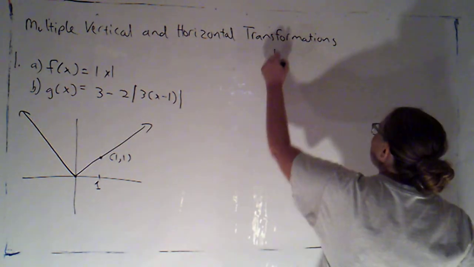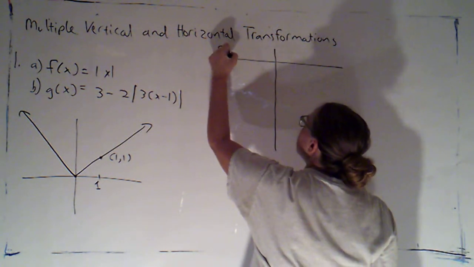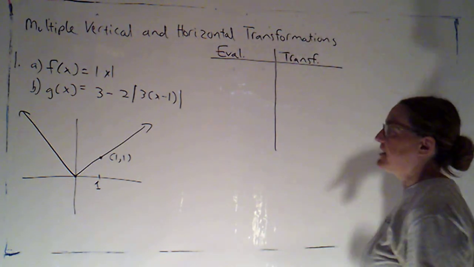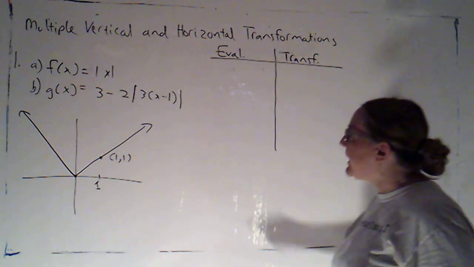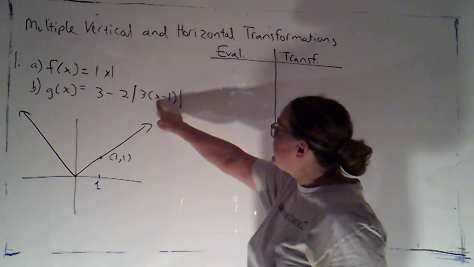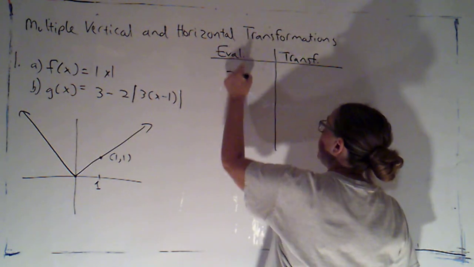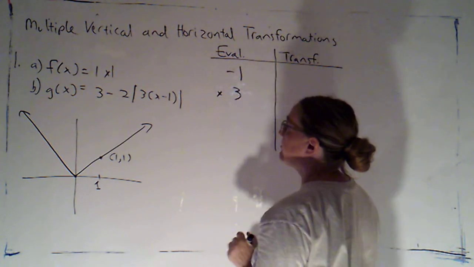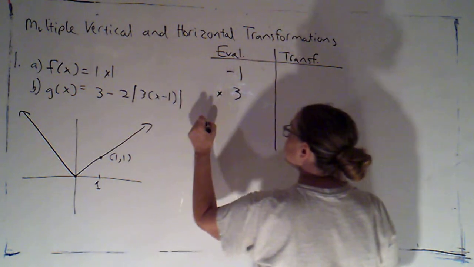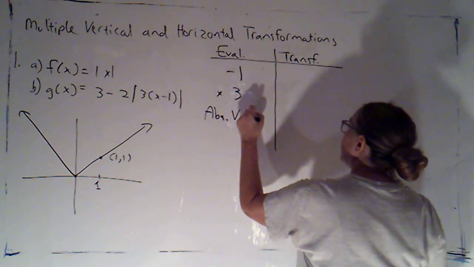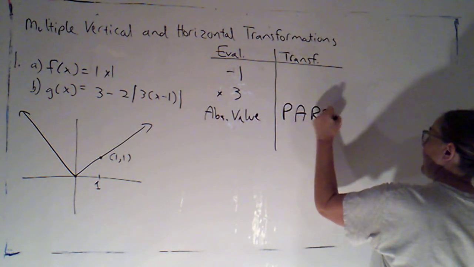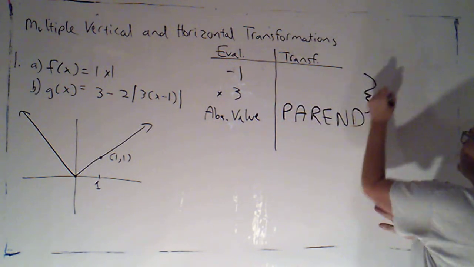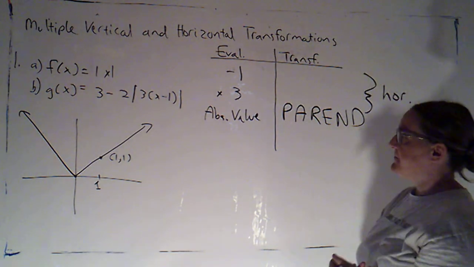Oh my goodness. Let's keep track of what we would do in evaluating the function and then the corresponding transformations that that's going to do to the graph. So if I were plugging in a number for x, I can see that the first thing I would do is subtract 1. Once I've got x minus 1, I would multiply that by 3, and then I would take the absolute value. Now that's my parent function. So this stuff that I was doing before the parent function, that's going to affect the graph horizontally.